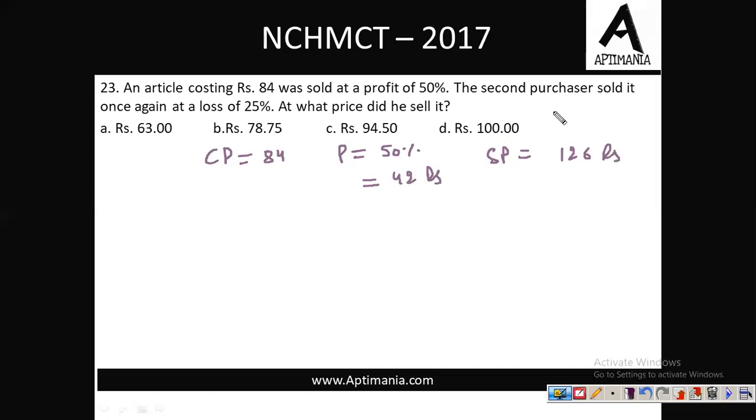You must be knowing this formula, SP is equal to CP plus profit. So I have used the same. The second purchaser, who purchased this, for them this cost price is 126 rupees, and they sold it at a 25% loss. Selling at 25% loss means they sold it at 75% of the value. Fine.